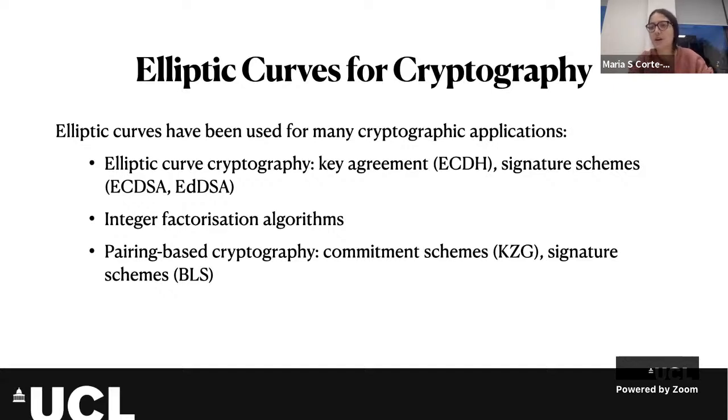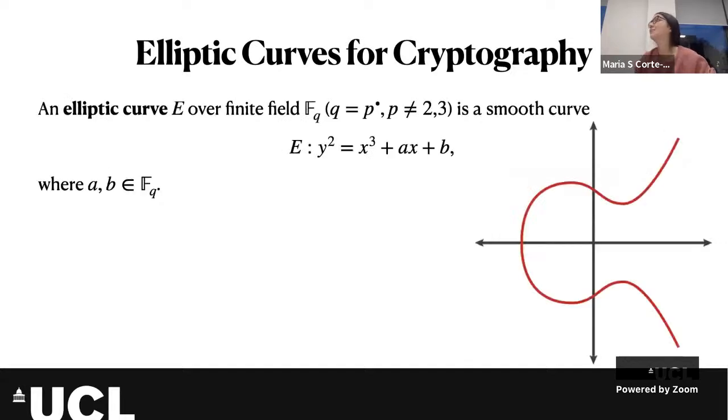So elliptic curves are very useful in cryptography. But what are they? Well, an elliptic curve is given by the following equation. And in cryptography, we look at them over finite fields.